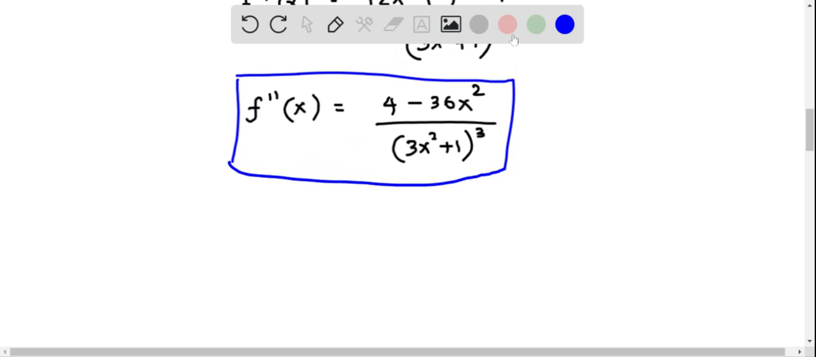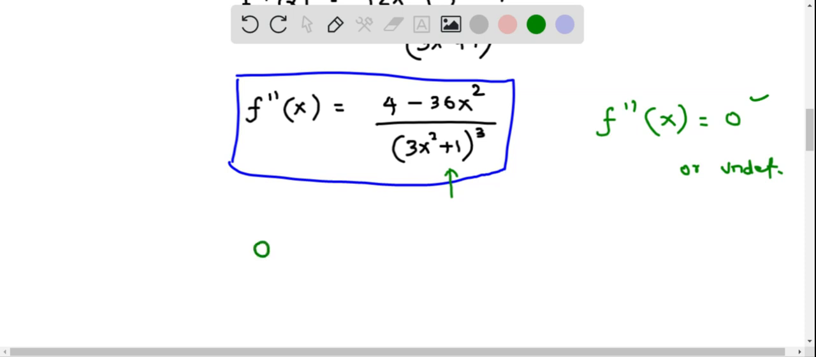So for that, we have to set this equal to 0. That is, f double prime of x equals 0 or undefined. This is not undefined for any values of x because the denominator will never be 0, because it is a quadratic expression, 3x squared plus 1 raised to the power of 3. So it's not going to be 0. So we consider only this equation, that is second derivative equals 0.